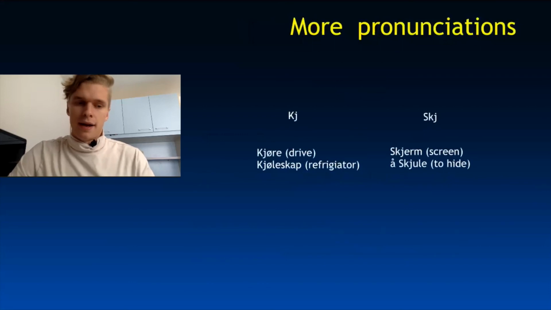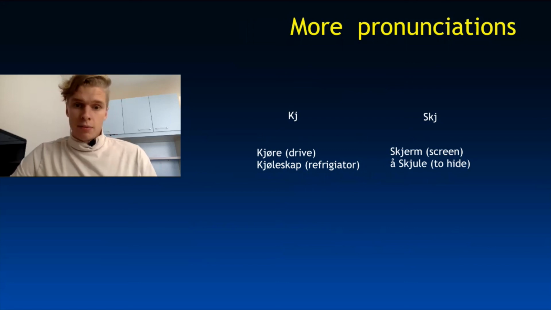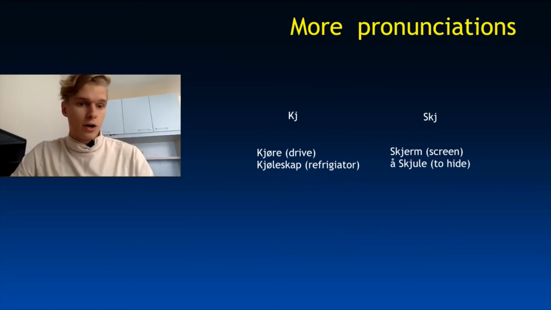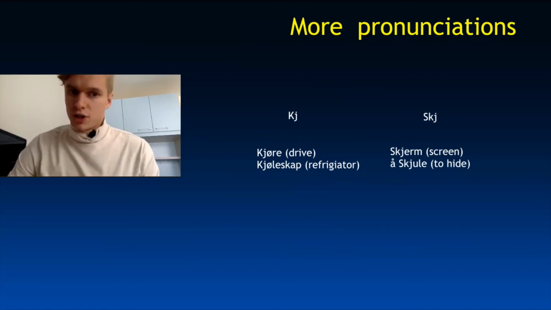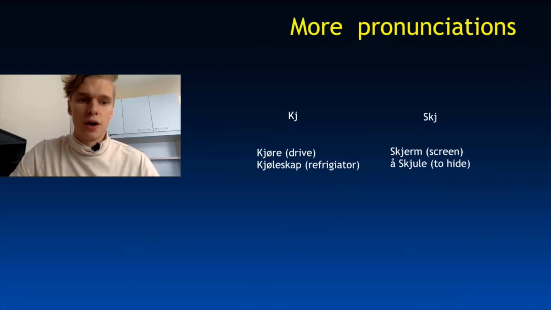And then I have put two kinds of word beginnings right here, which are KJ and SKJ, okay? Because it's the number one most difficult thing for people to pronounce. I'm going to give you an intro. We're going to work a lot with those words right here, because there are also some other words that are really difficult. This one right here may be the most challenging for people. So I'm just going to give you a quick intro, and then we're going to work a lot with this, okay? So look at the first one, KJ. It's pronounced sh, okay? So sh. For example, drive is shøre, okay? Shøre. And then we have refrigerator, which is shjøleskap.